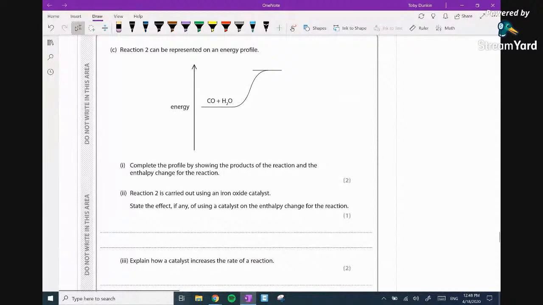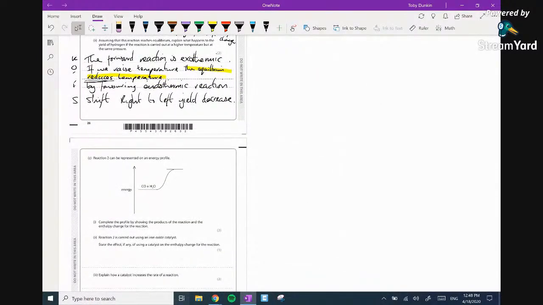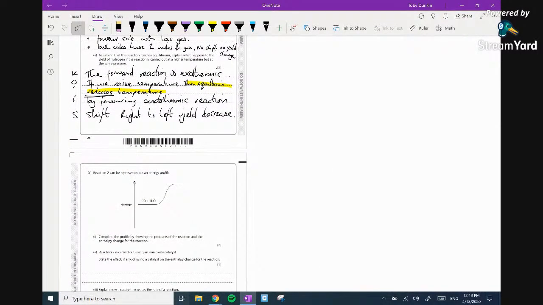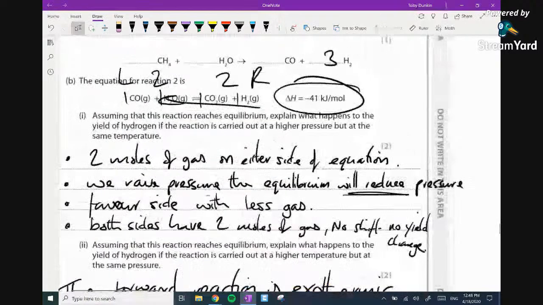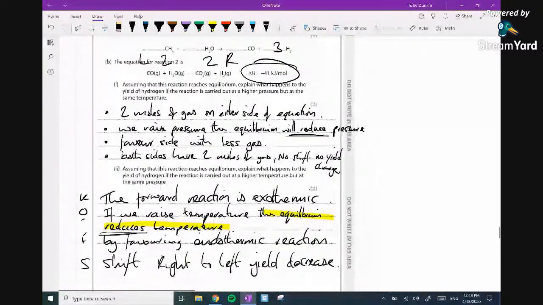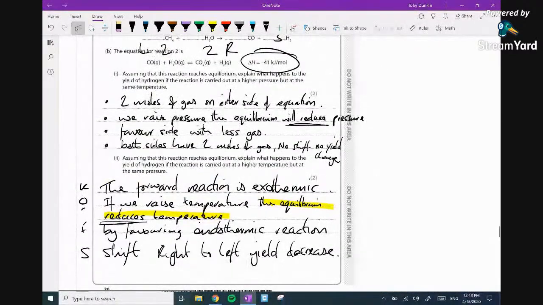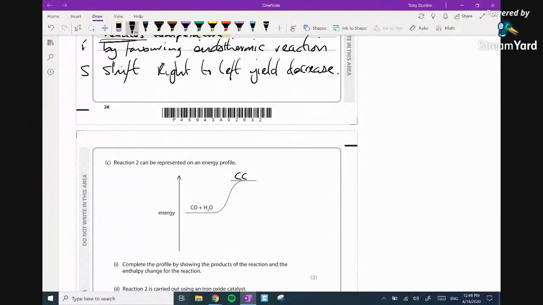Complete the profile by showing products of the reactants and the enthalpy change. Okay, well, I'll go all the way back then. So hang on a minute. How bizarre. Complete the profile by showing the products of the reaction. Okay, so products of the reaction. I'm just looking for the equation. I've scribbled all over it. There we go. Isn't that fascinating? They've gone backwards. So have they? No, CO and water go into CO2 and hydrogen. Okay. CO2 and hydrogen. That's really weird.